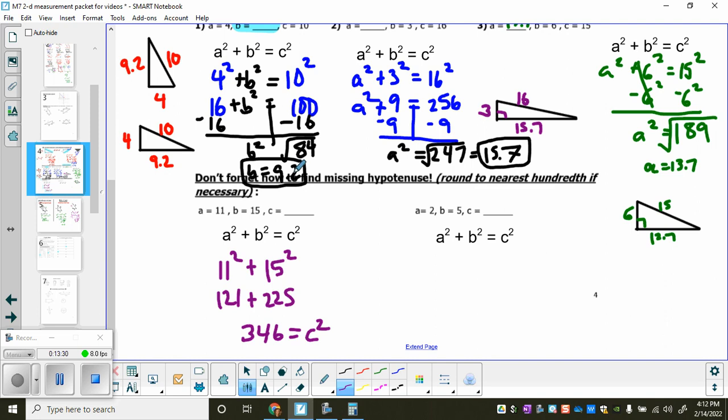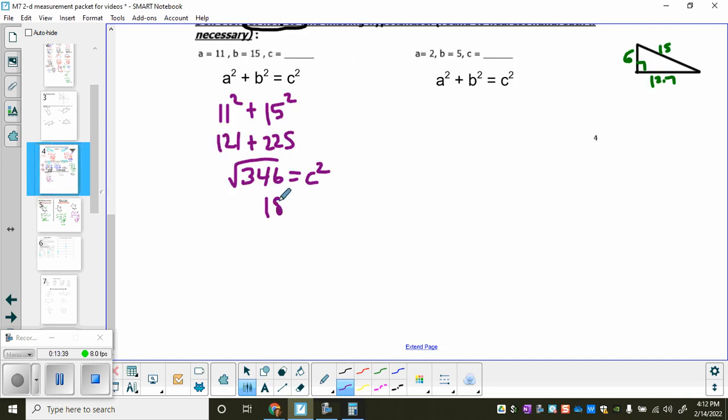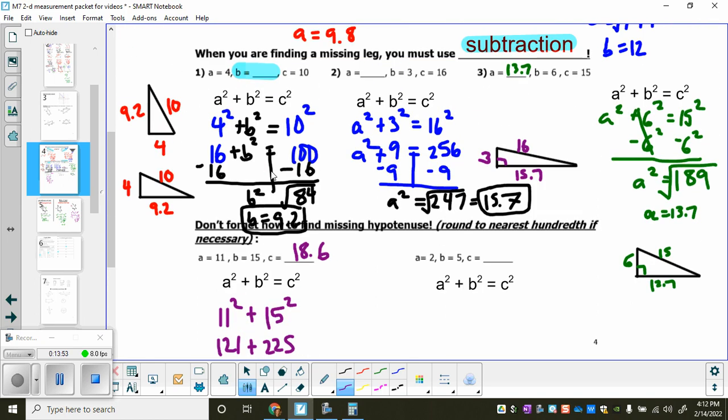So to find C, just take that square root. Square root, and that'd be 18.6. So friendly reminder from the previous video, when you have both legs to find the hypotenuse, it's just A squared plus B squared, and then you take the square root of that answer. What we were looking at today, you have C squared and you subtract the other leg. And then when you've got that number, you take the square root to find the other leg.